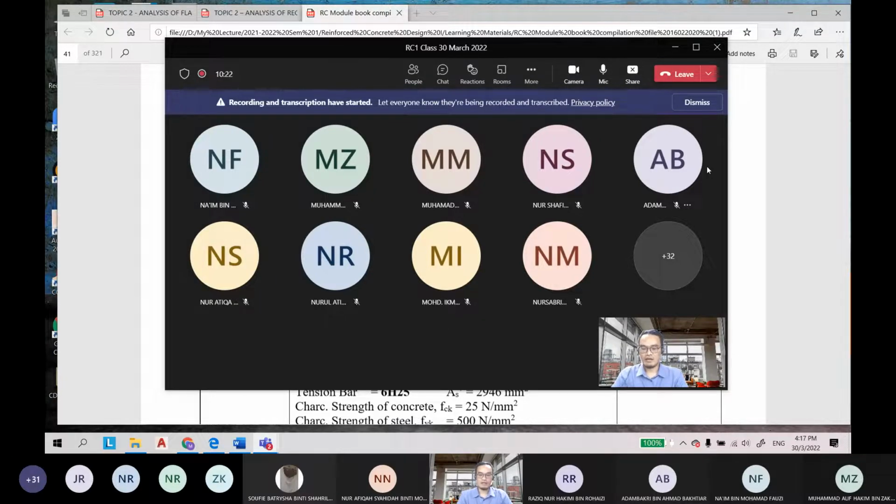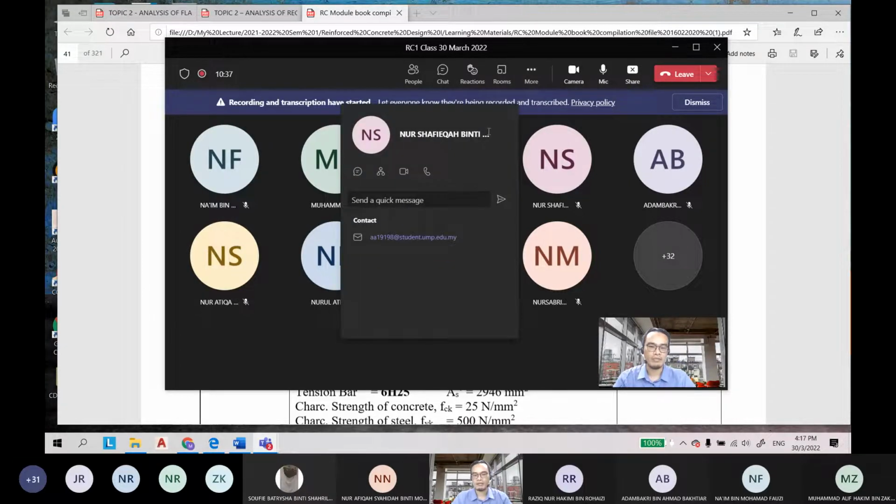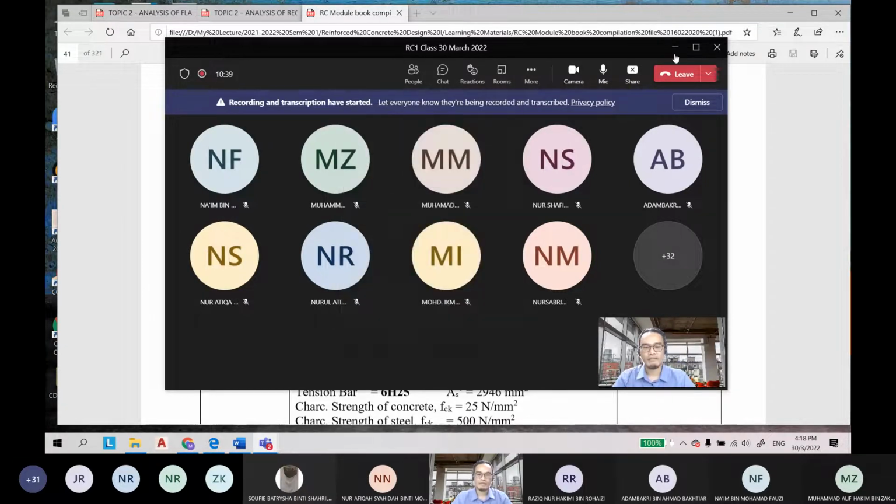In our class today, I will discuss the design of flange sections of the beam, which means a beam that considers a specific width from the slab.